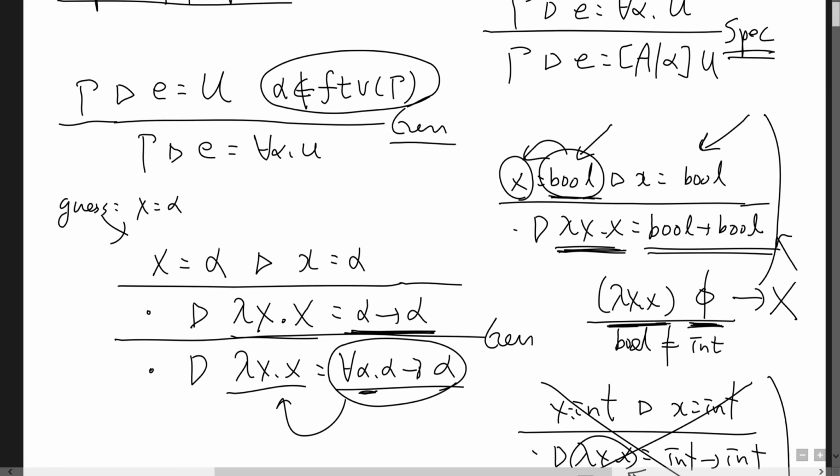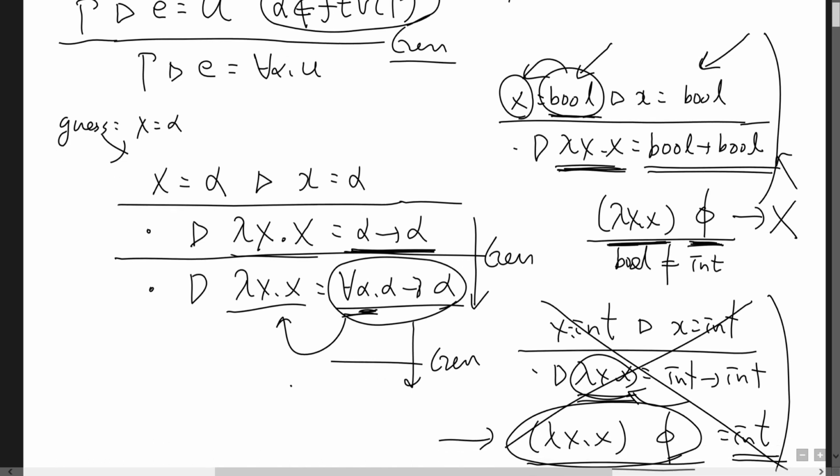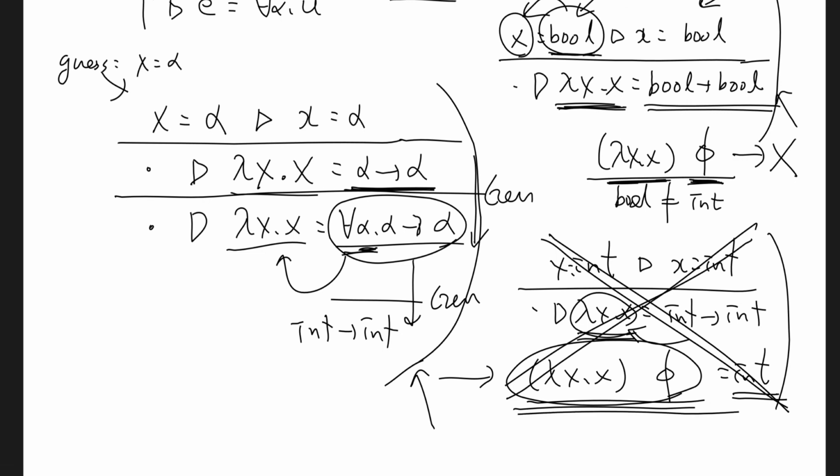It may look less efficient because you have to first generalize by introducing polymorphic type, and then you apply the specialization rule to convert it to integer arrow integer. But this is the right way to build the type of the given expression. This is not the right way, even though in this particular example we were lucky and the whole type reconstruction happened to be completed. But this is not the right way.